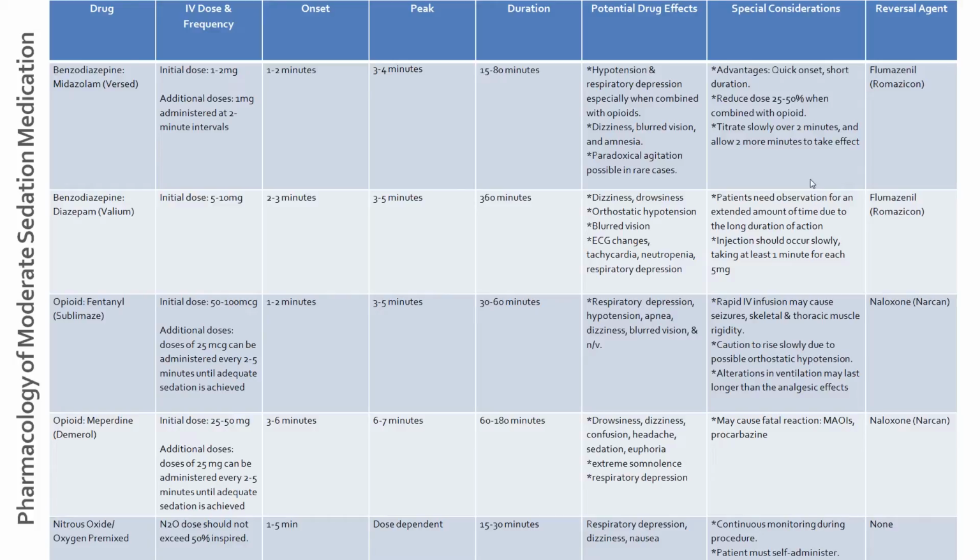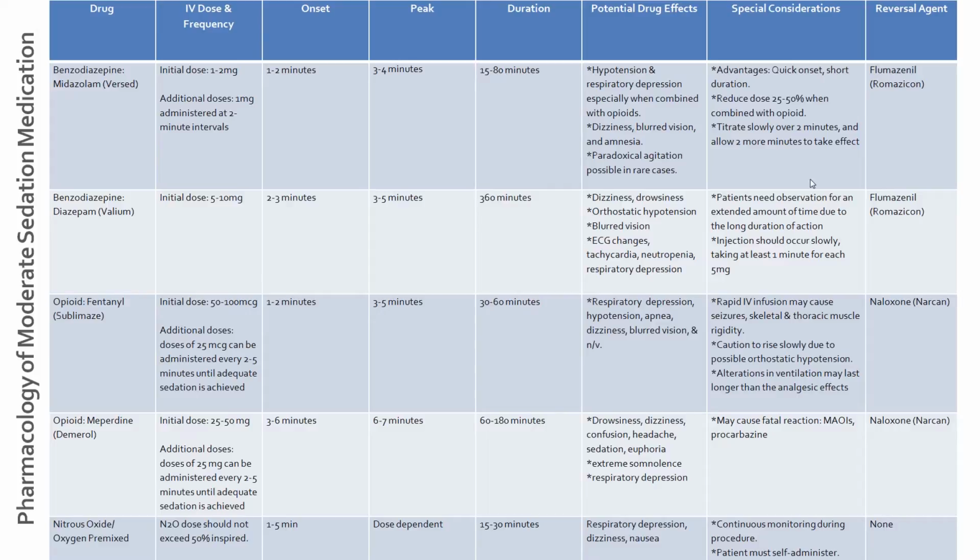Versed is a benzodiazepine that is often used in conjunction with fentanyl in providing moderate sedation. Like fentanyl, it too has a rapid onset and short duration of action. Versed can be used to provide anxiolysis during procedures and has the benefit of providing a period of amnesia to its recipients. The initial dose of Versed should be between 1 to 2 milligrams, with additional doses of 1 milligram to be administered at 2-minute intervals as needed. No more than 4 milligrams should be necessary.